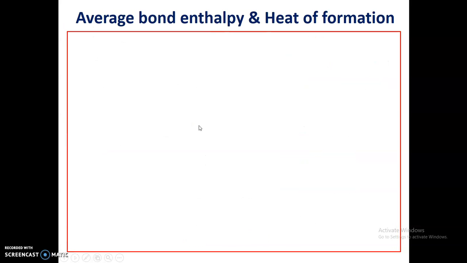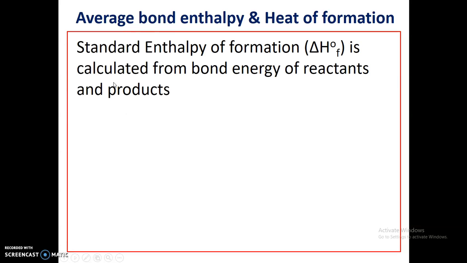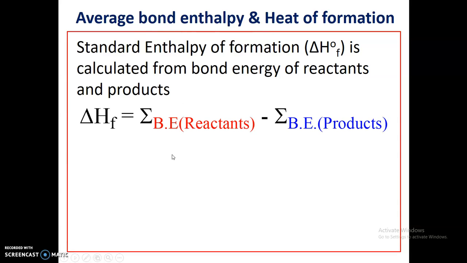Now from average bond enthalpy, we can find out the heat of formation of the reaction. The standard enthalpy of formation is calculated from the bond energy of reactants and products, and the formula is: enthalpy of formation for the reaction is equal to the sum of bond enthalpies of reactants minus the sum of bond enthalpies of products.